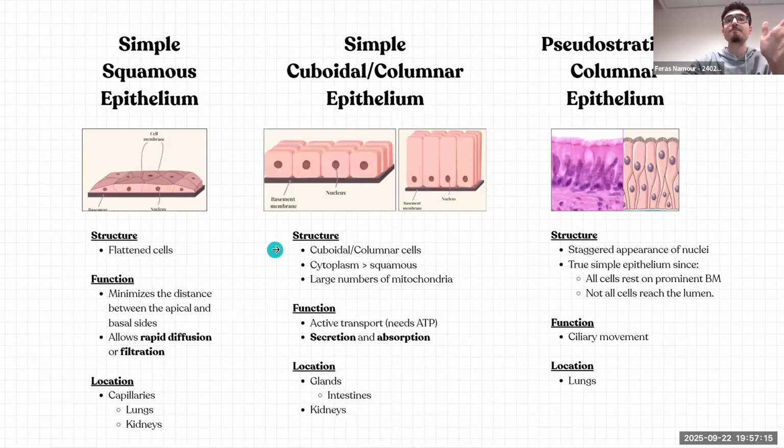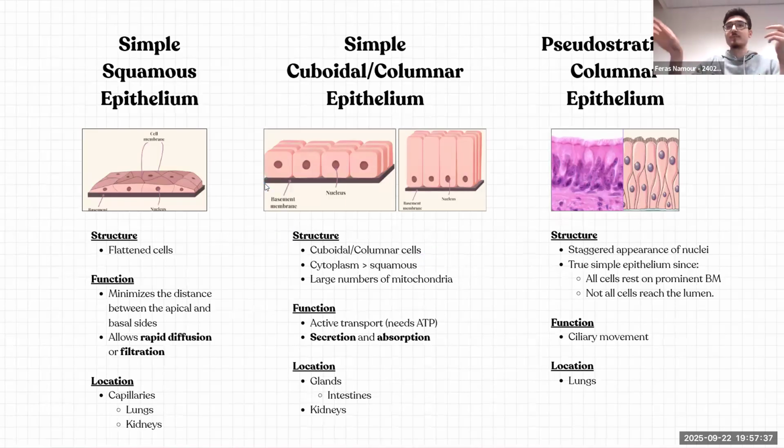Same story for the kidneys, tamam? Now, columnar and cuboidal epithelium look very different and they have a larger number of mitochondria because they have a very different purpose. They serve a completely different function. Their function is secretion and absorption. All right? So we said that the functions of epithelium are what?